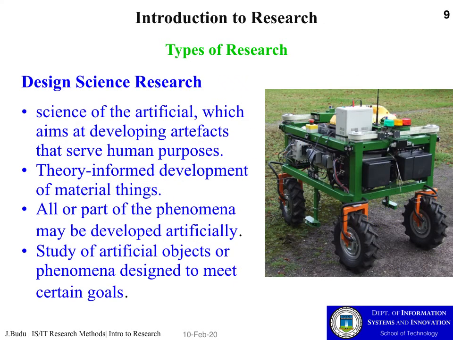The second type is design science research. Design science research is normally for people in the ICT and computer science discipline. Natural science is for those doing information systems or management information systems, typically. So, design science research identifies a real world problem and develops an artifact to solve that problem.